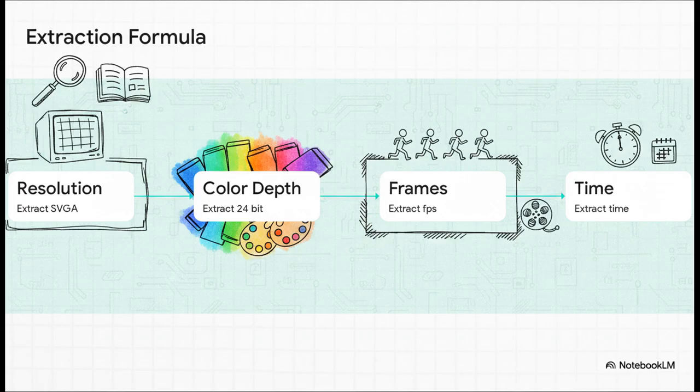Step 1, pull the resolution. SVGA usually implies a standard like 800 by 600. Step 2, grab the color depth. Here, it's 24-bit. Step 3, find your frames per second. And step 4, extract the total time, which is 10 minutes in this case. Once you've rescued those 4 elements from the text, you just multiply the whole shebang together. Boom, there's your memory size.